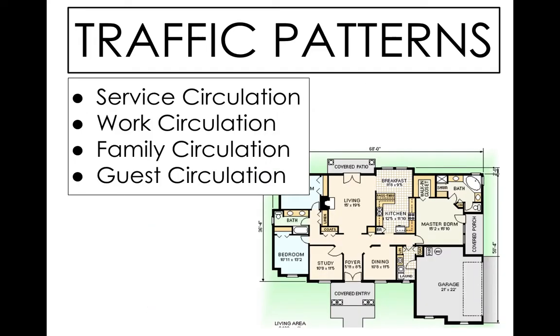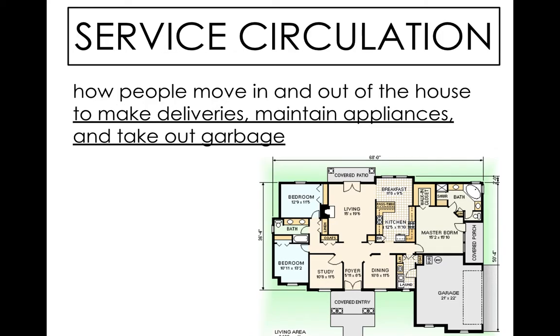So we have a couple different types of traffic patterns. We have service circulation, work circulation, family circulation, and guest circulation. Okay, so service circulation is going to be how people move in and out of the house to make deliveries, maintain appliances, and take out the garbage. So all of the things that need to be done in the running of the house. So bringing in groceries, taking out the garbage, all of those things have their own traffic flow.